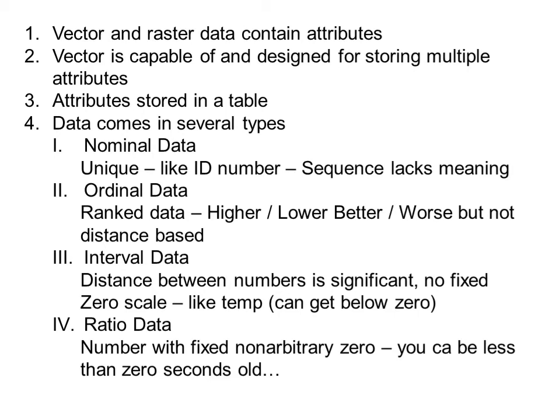So again, when we're looking at vector and raster data, they both contain attributes, and this is important. Attributes is the information about the spatial features. Vector is capable and designed for storing multiple attributes. It's like having an Excel table of information for every feature. The attributes are stored in tables. The tables come in lots of different types: nominal, ordinal, interval, ratio. These are some of the vocabulary terms you've been looking at, so I'm not going to spend too much time going over them, but you get the idea. Nominal, name, unique kind of thing. Ordinal, ranked. Interval, distance is significant. Ratio, non-arbitrary zero, etc.